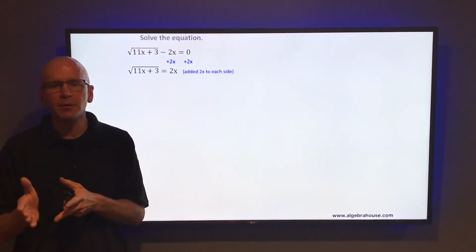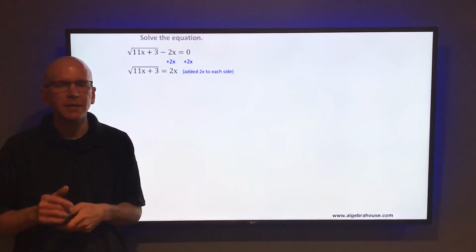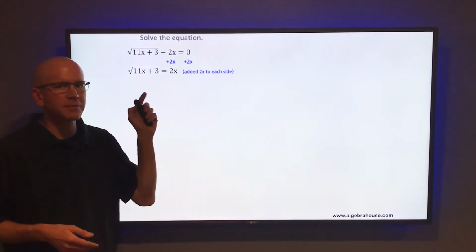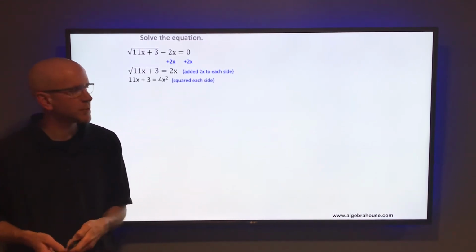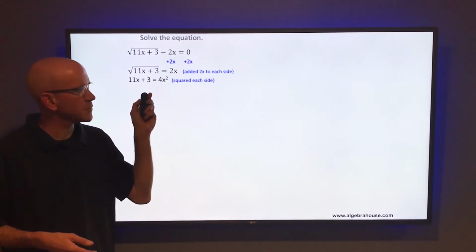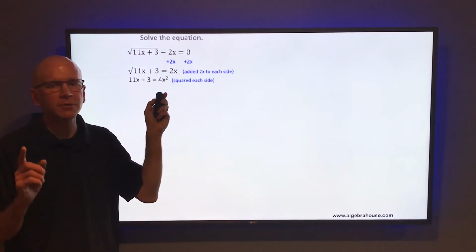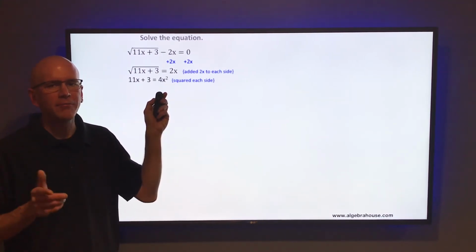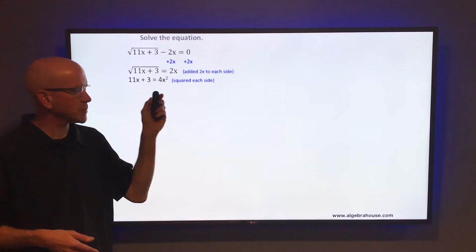Now you just isolated the radical to one side, so the next step is to get rid of the radical sign. Do the opposite of square root, and that is to square both sides. So if you square the square root of 11x plus 3, that is 11x plus 3. And if you square 2x, make sure you square the 2 and the x, that would be 4x squared. So you have 11x plus 3 equals 4x squared.